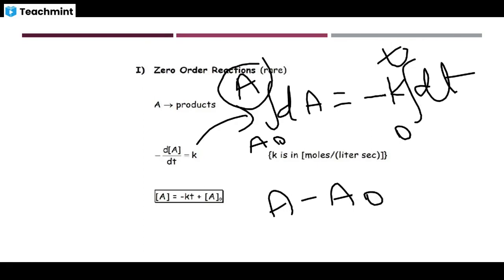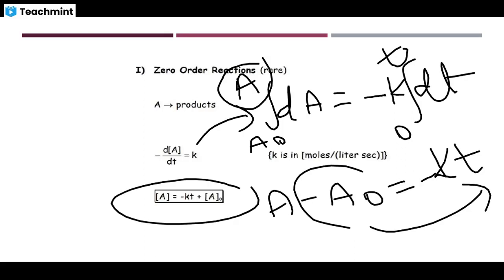If you take the A0 to the other side, you get A equal to minus kt plus A0. So this is the concentration of A, and k is the rate constant.